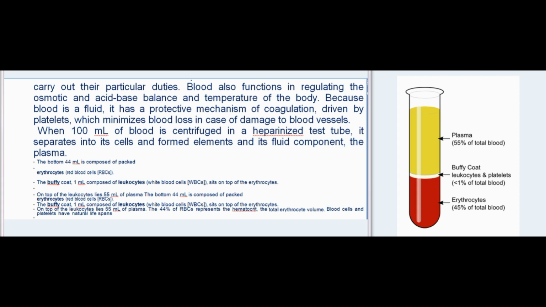When 100 ml of blood is centrifuged in a heparinized test tube, it separates into its cells and formed elements and its fluid component, the plasma. The bottom 44 ml is composed of packed erythrocytes, red blood cells, RBCs. The buffy coat, 1 ml composed of leukocytes, white blood cells, WBCs, sits on top of the erythrocytes. On top of the leukocytes lies 55 ml of plasma.